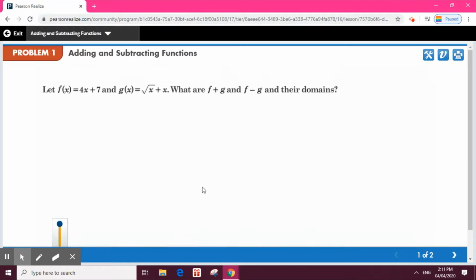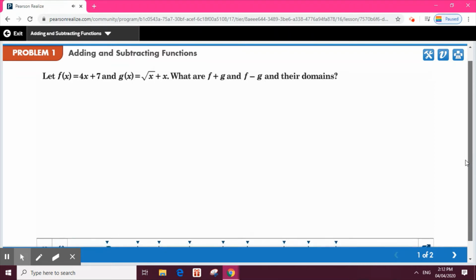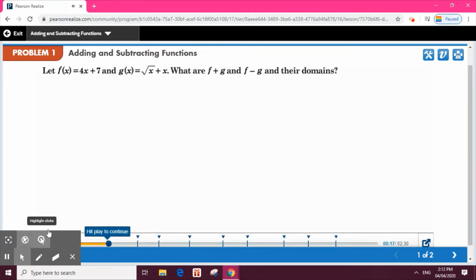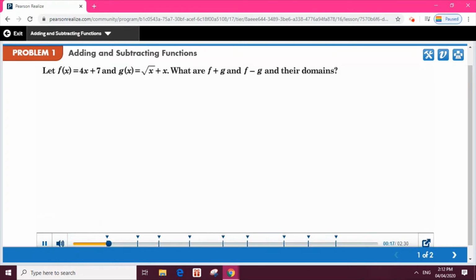In this problem, you will add and subtract functions. Let the function f of x equal 4 times x plus 7, and the function g of x equal the square root of x plus x. What are f plus g and f minus g, and their domains? First, find the function f plus g of x. Write the definition of f plus g of x.